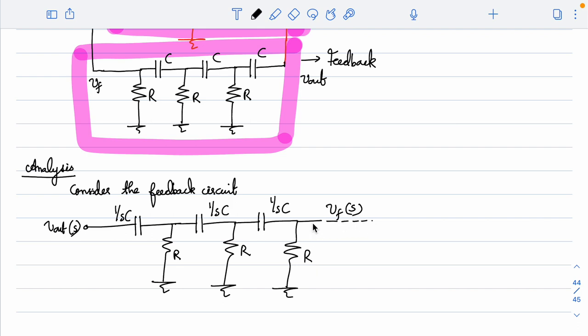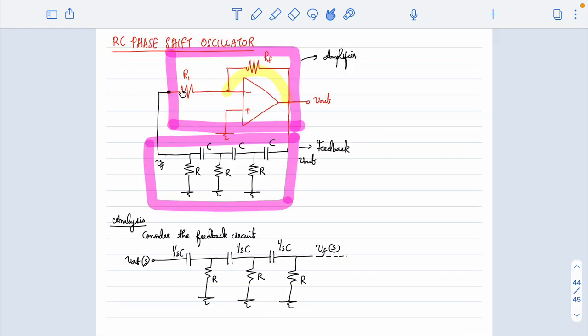Now from here, this is actually connected to the feedback network. If you look at the circuit, you will understand. From here it is connected back to R1. Now for the analysis, one condition we will ensure is that the feedback circuit should not load the amplifier part. So we will ensure that the R1 resistance is much larger than the resistance value of R. You can see that there is an R resistance here and an R1 resistance.